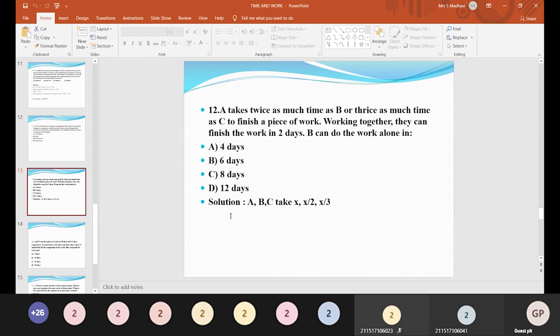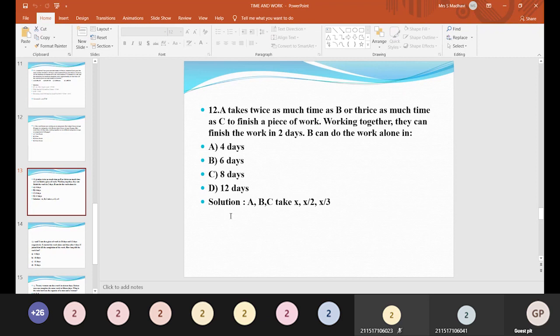So if A is x, then B and C will be x by 2 and x by 3. When we take the reciprocal of that, we can find the work rates of all three, A, B, and C. So let us take A as x days, then in 1 day A does 1 by x.